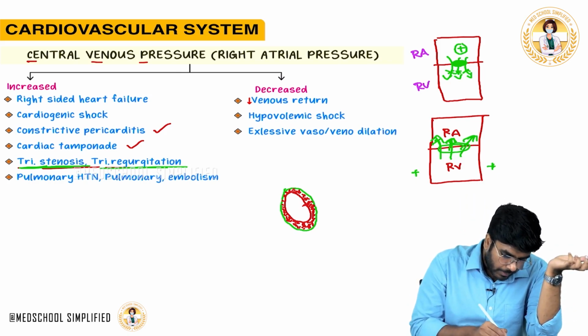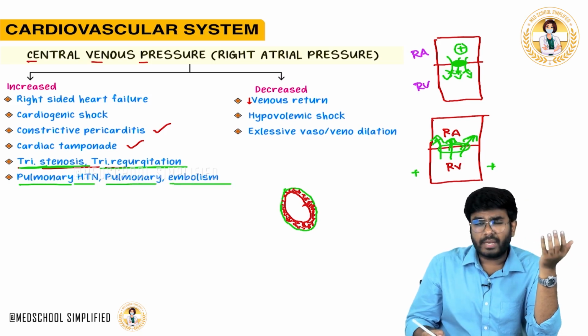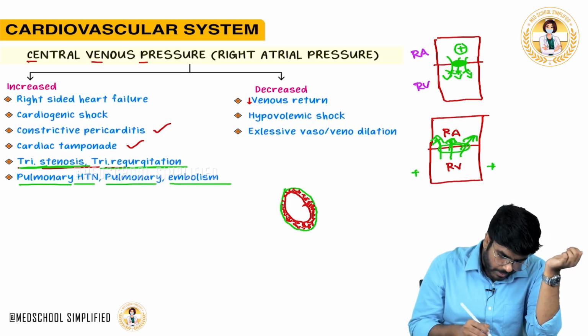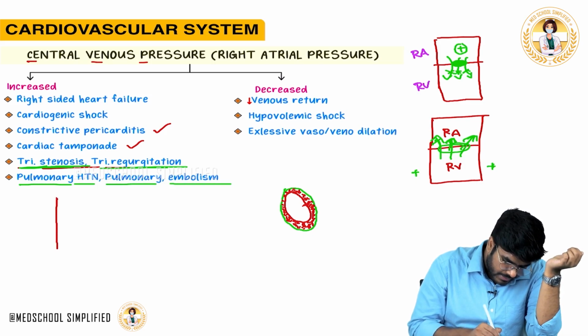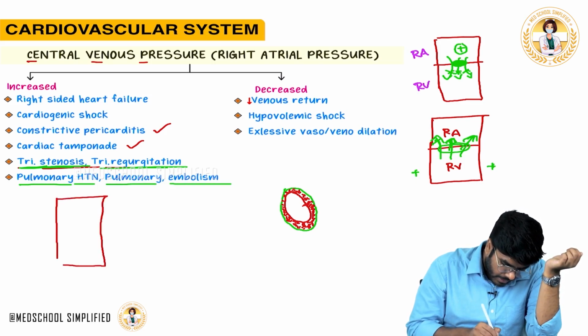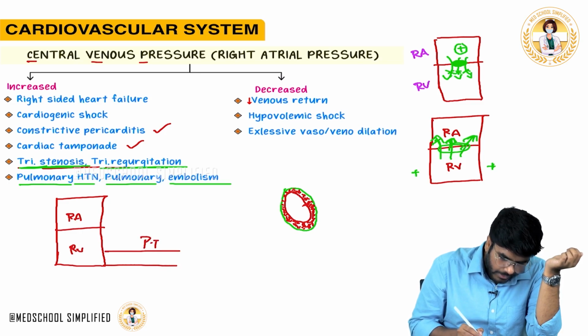True statement. And pulmonary hypertension, and pulmonary embolism. So what happens in pulmonary hypertension? Again, let's make it as simple as possible. This is the right side of the heart. Here is the right atrium. Here is the right ventricle. From the right ventricle, what is going to come out? Pulmonary trunk. Pulmonary trunk is going to come out.